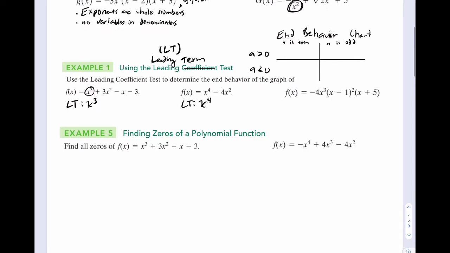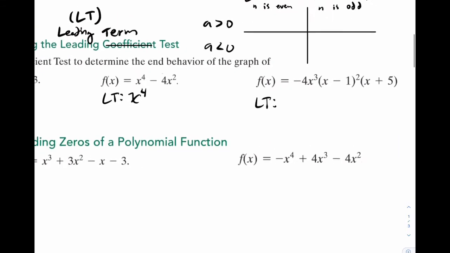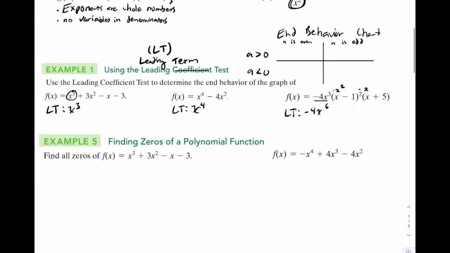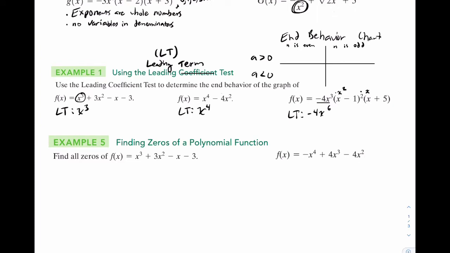And this one, a little bit tricky. It's not simplified. So imagine you multiply this out. I have a -4x cubed here. This will produce an x squared, and this will produce an x. So multiply that together, and we're going to get -4x to the 6th power. So there's our leading terms. Now the leading term is significant because you use that to find what's called end behavior.